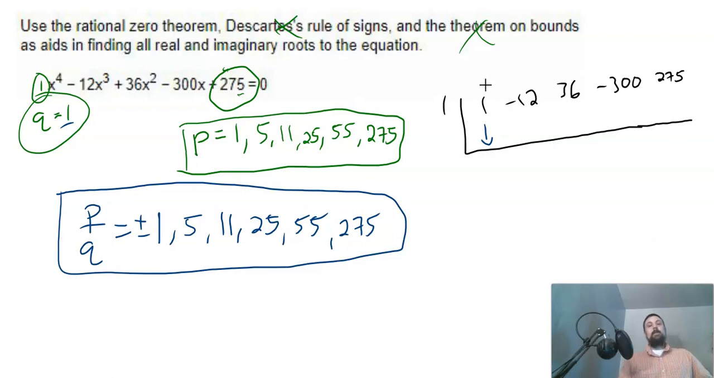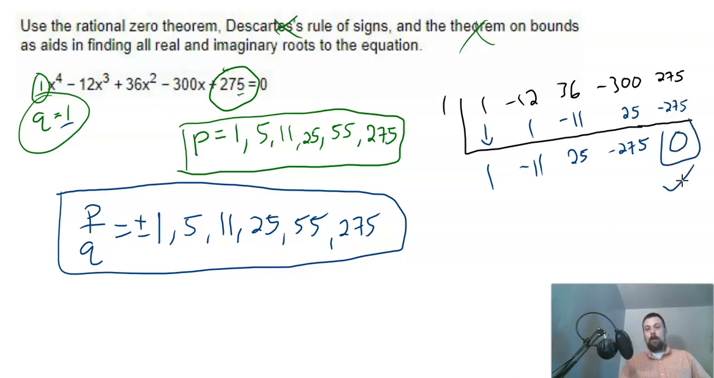All right. Anyways, drop the 1 below the box. 1 times 1 is 1. Add these together, you get negative 11. Negative 11 times 1 is negative 11. Add these together, you get 25. 25 times 1 is 25. Add these together, you get negative 275. Negative 275 times 1 is negative 275, which is perfect, because that's exactly what we needed to get 0 as a remainder. So as I suspected the wrong one earlier, but this one I was right about.